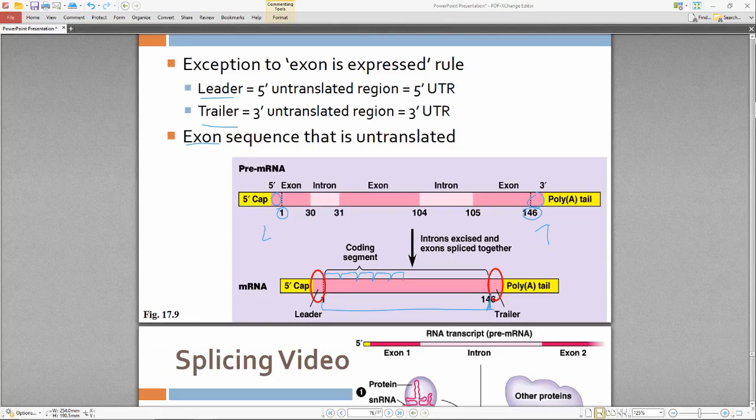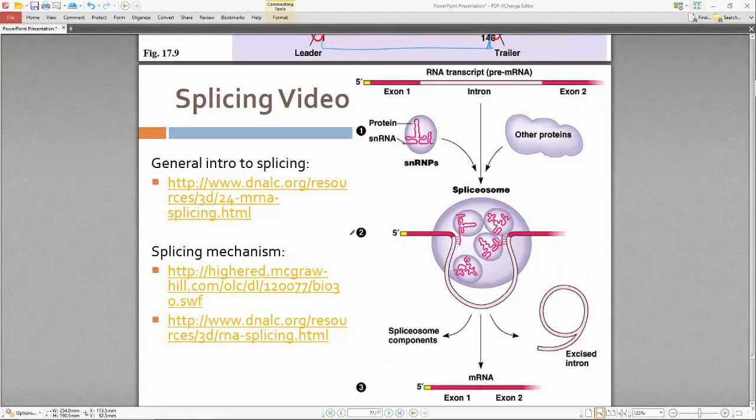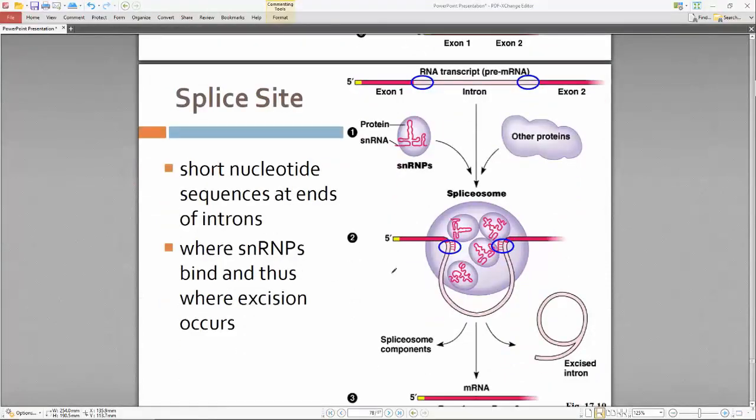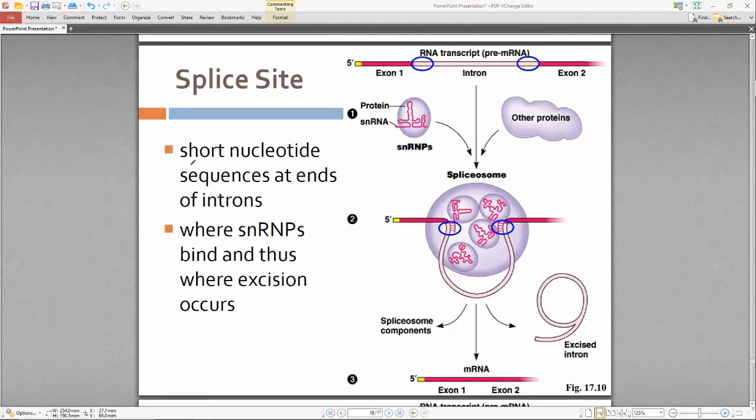And David will answer your question of why introns exist, even though they're not translated, in just a second, because they're very important. So what is splicing? Inside the nucleus, there are proteins and small nuclear RNA called SNRPs, plus other proteins. They come together to create something called a spliceosome. What spliceosomes do is excise introns from your pre-mRNA. How do they do this? There is something called a splice site. It's a short nucleotide sequence at the ends of introns. This is where your small nuclear ribonucleoproteins bind, and this is where excision occurs.